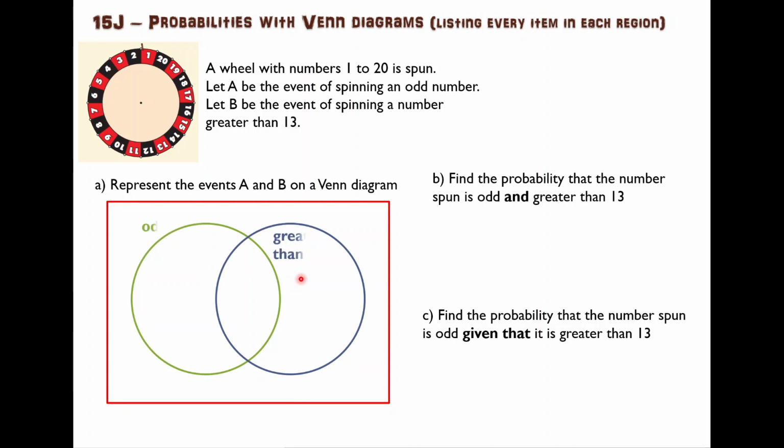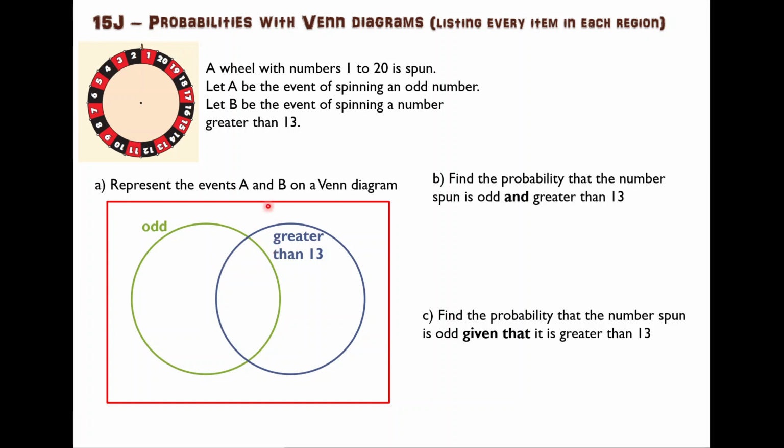We should name these circles. Let's call this circle odd, so the event of spinning an odd number, and this circle is the event of getting a number greater than 13. Just note, when I write greater than 13, I mean this whole circle is the numbers greater than 13. So it's the whole circle, not just this crescent section here. Okay, so I could have gone A and B, by the way. That would also be fine.